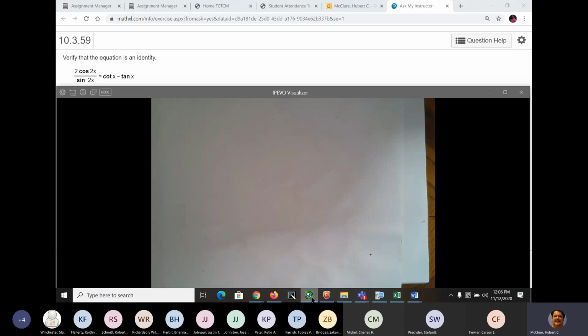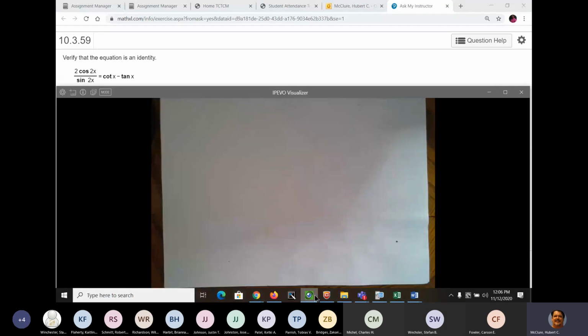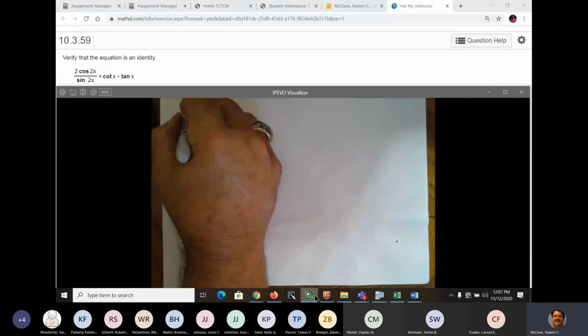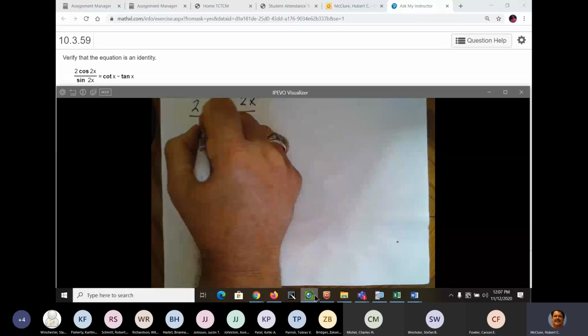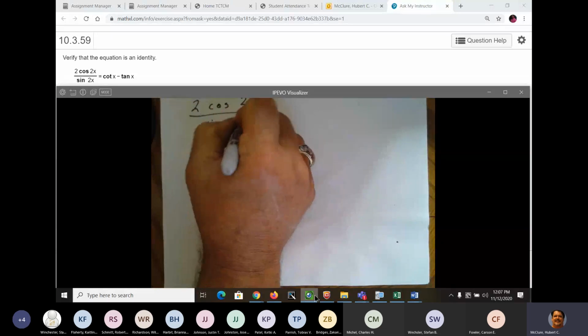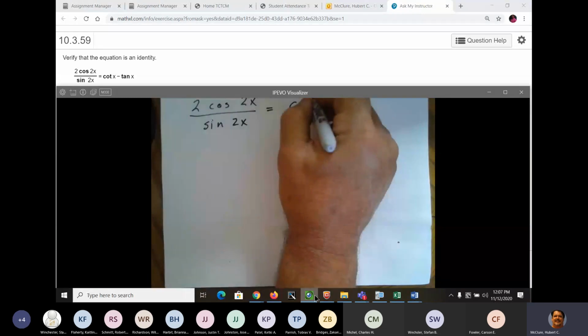All right, that's close to 2 minutes. And I think I gave y'all this one the other day on the Word document and told you to copy it down, but I don't know if you had enough time. 2 cosine of 2x over sine of 2x is equal to cotangent of x minus tangent of x.